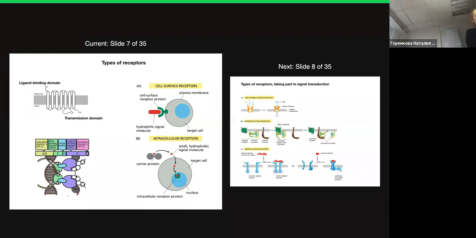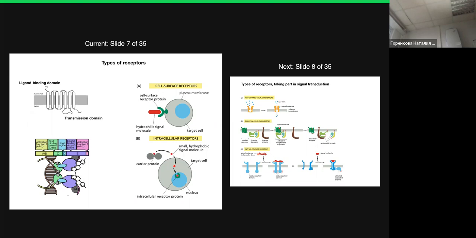What next? Next is basically the same, but from another angle. Again, two main types of receptors: membrane bound and intracellular. Membrane bound are for those that can't enter by themselves. Which are they? Hydrophilic, charged molecules: proteins, or neurotransmitters, which are derivatives of the amino acid tyrosine, our monoamines, adrenaline, dopamine, serotonin, or growth factors, cytokines. Intracellular receptors are for those that can penetrate the membrane, hydrophobic molecules, most of them steroidal hormones.